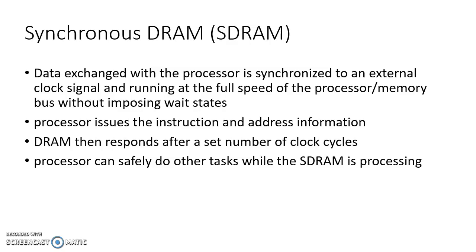And once the data is ready on the data line, it will assert a control line so that the processor knows that the data is ready. Once that control line is asserted, the processor is made aware that the data is now ready. Then it can go and start retrieving the data off of the data lines. And so in asynchronous DRAM, there wasn't a set time for how long it would take for the data to be loaded on the data lines when a read from memory request was made.